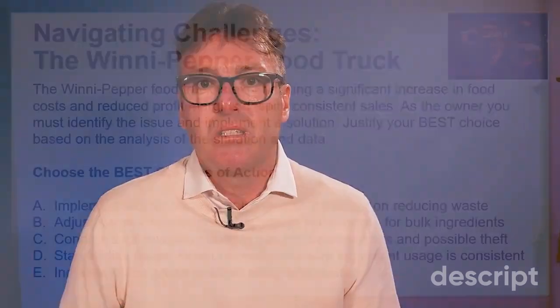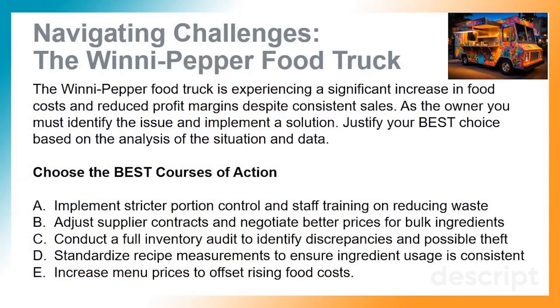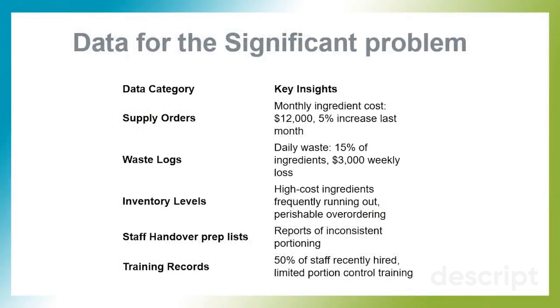So in this scenario, you are presenting a question with specific choices, A, B, C, D, or E. You are providing relevant data sets. For example, you might be supplying a monthly ingredient food cost list, a daily waste list, or the high cost of ingredients that are frequently running out. Also, maybe some kitchen reports of inconsistent portioning. Large staff turnover might be an issue as well.